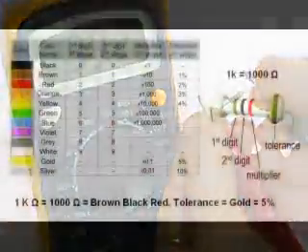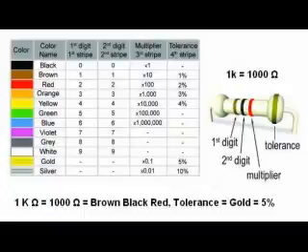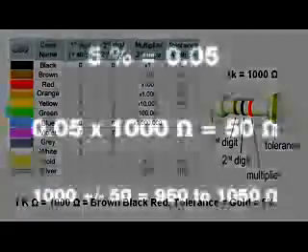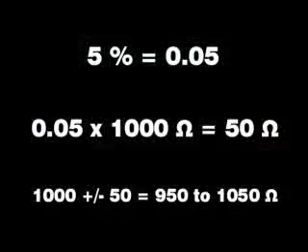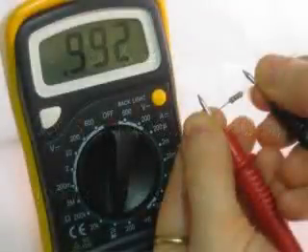Remember, the tolerance is given by the fourth band. In this case it is gold, which means 5%. 5% equals 0.05. 0.05 times 1,000 equals 50. So this resistor resistance should be within 1,000 plus or minus 50 ohms, or 950 to 1,050 ohms. So the resistor in this picture is within tolerance.